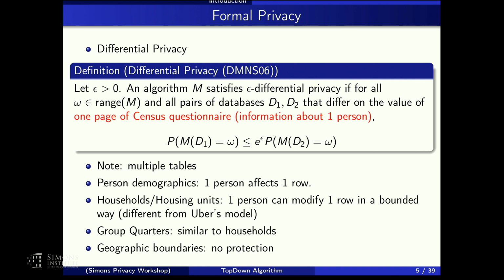Then we have a households table, which talks about the people in a household. What is the household type? What is the race of the householder? In here, one person can modify one row, but only in a bounded way. They can't completely modify a household because that depends on the rest of the people there. In particular, this is different from a lot of relational models for differential privacy, especially Uber's model. I think that's something worth noting here. We have a group quarters table, which is very similar to the households table, except different questions are asked about group quarters populations.